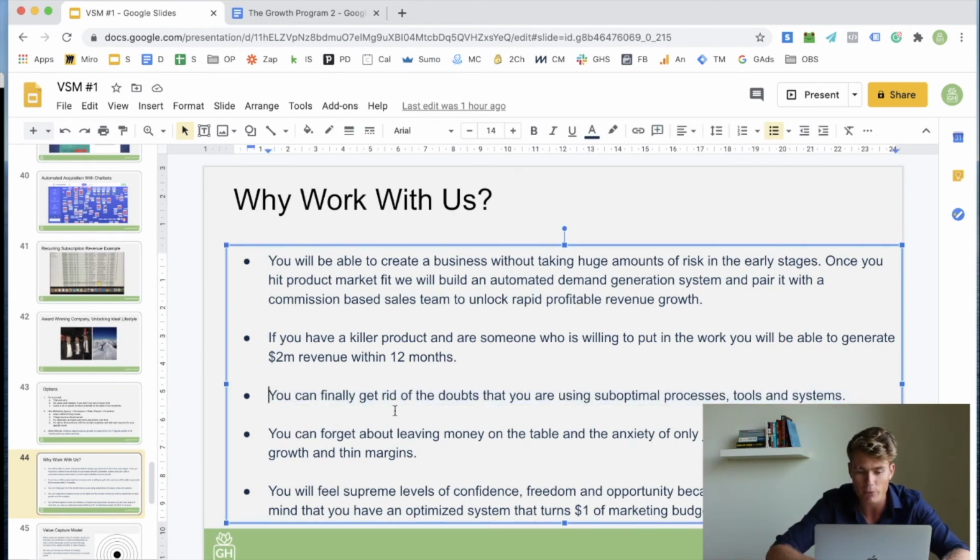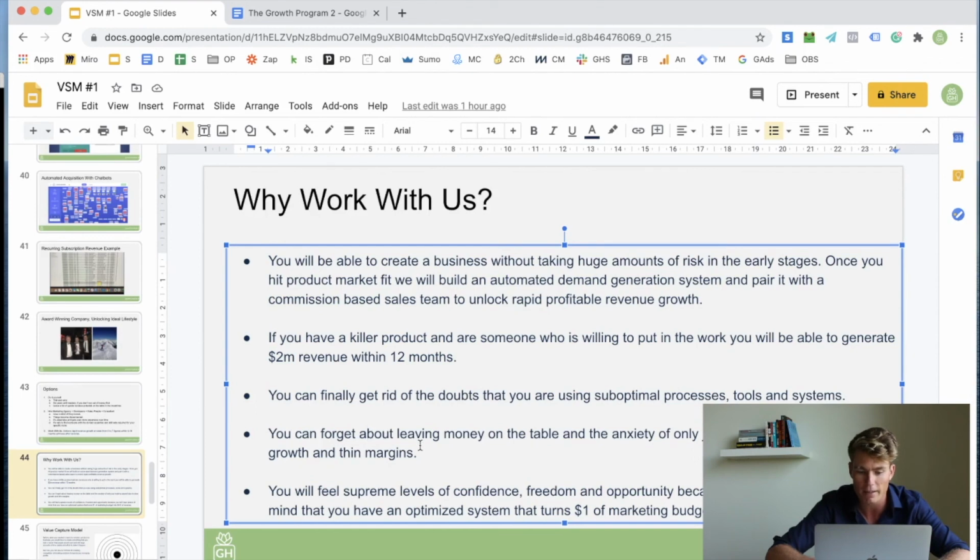You can finally get rid of the doubts that you're using suboptimal processes, tools and systems. So if you're out there at the moment and you're new to entrepreneurship and you're being bombarded with a load of tools and you're not sure what to use or what training programs to go with, this covers everything to do with the moment that you capture attention online, right the way through until the moment that person purchases and then they become a customer. We cover everything, okay?